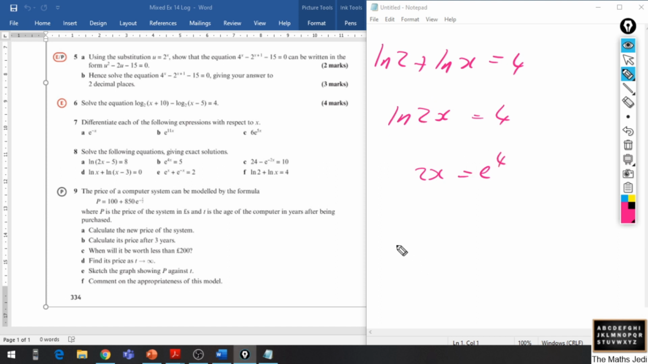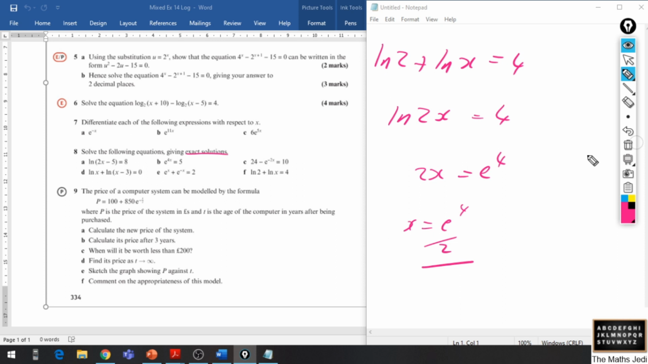Just in case you're not sure what's going on here, remember this is log base e of 2x equals 4. So here's the base, there's the power, there's the outcome. I call it anti-logging, but really we're just writing it out in terms of logarithms that we know. So let's go from here. So x is equal to e to the 4 over 2. We're being asked to write exact solutions, so that's why I'm leaving it as e to the 4 over 2.